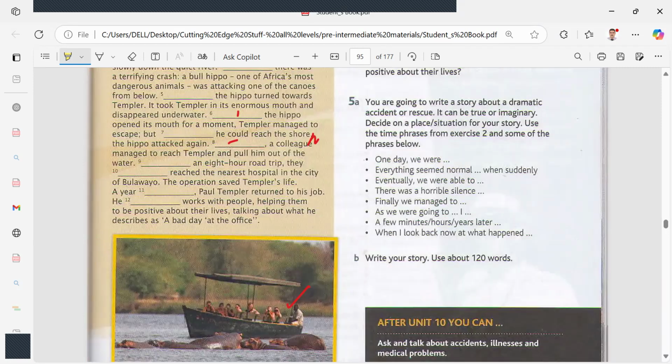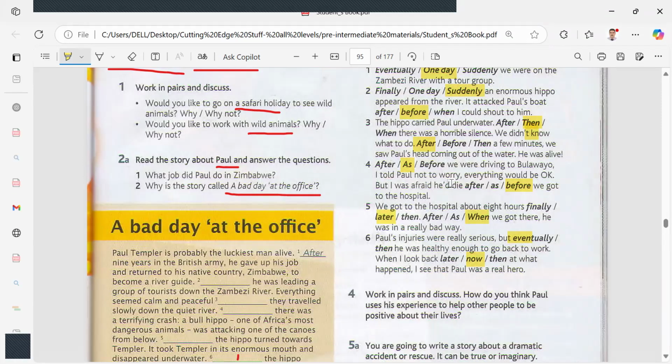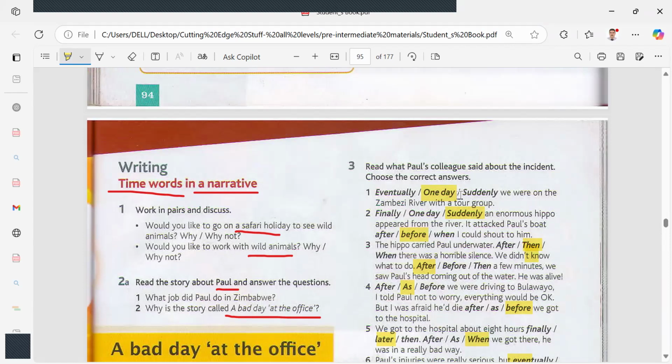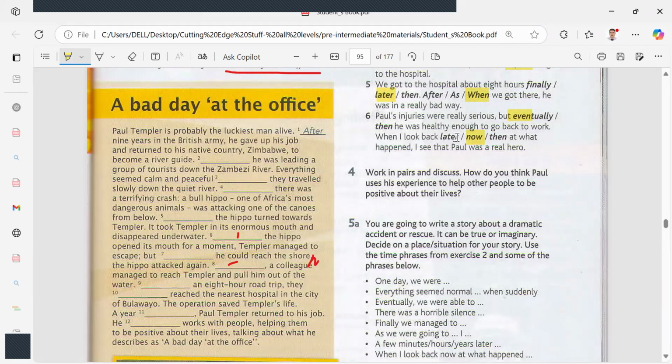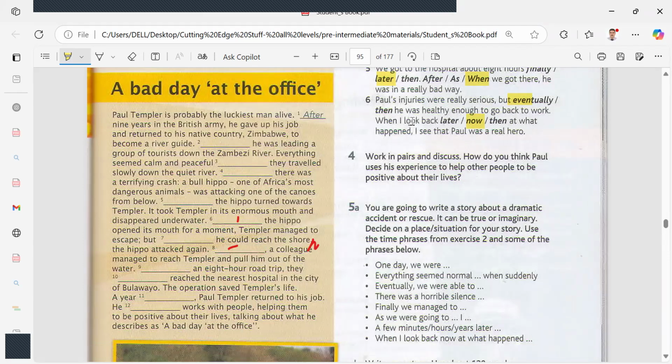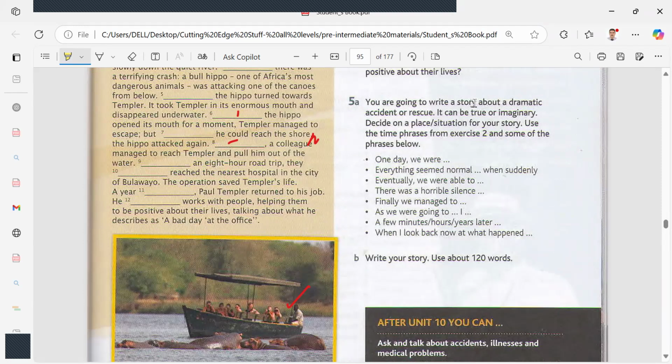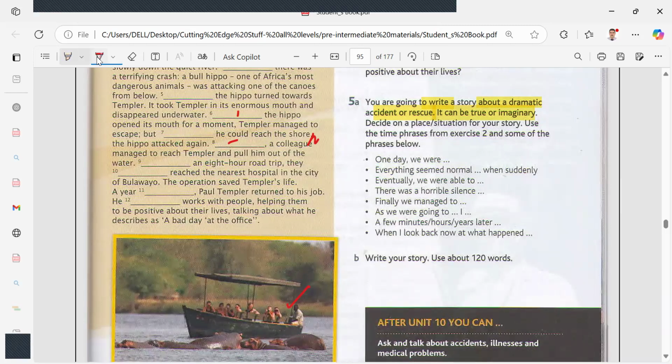This is a good sample for you to write a narrative, Jude, using the time words as you see: one day, suddenly, before, then, now. You are going to write a story about a dramatic accident or rescue. It can be true or imaginary, any story of your own. Decide a place and situation for your story, and choose time phrases from exercise 2. Then use these prompts to write your story.